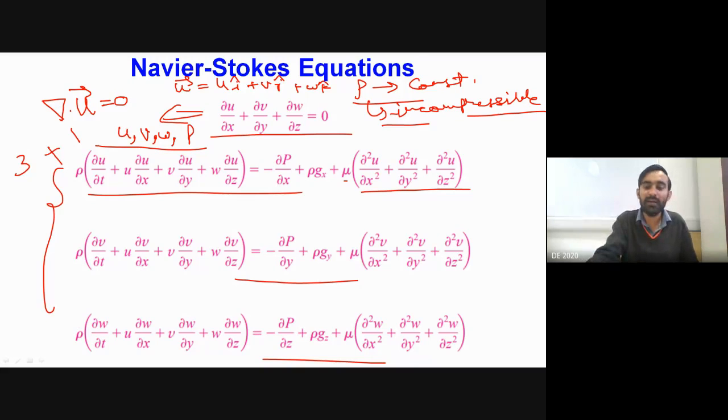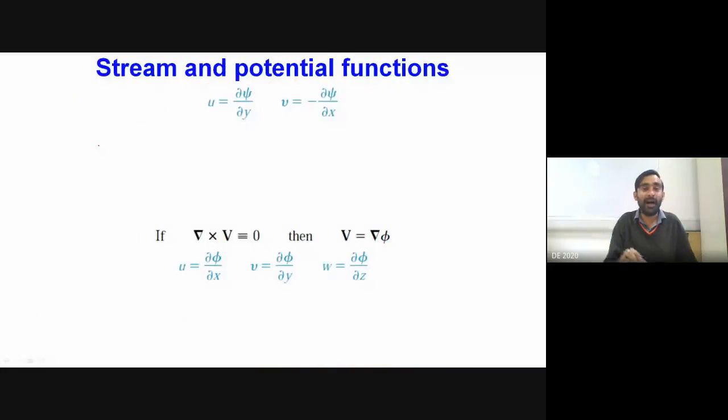Okay. Now we have some advantage with the help of a few mathematical functions, particularly known as the stream function and the potential function, and these functions actually help us in minimizing the number of equations and number of constants we will be using. Okay, the very first function is known as the stream function. It is represented by the symbol psi. So we have u equal to del psi by del y, and v equal to minus del psi by del x.